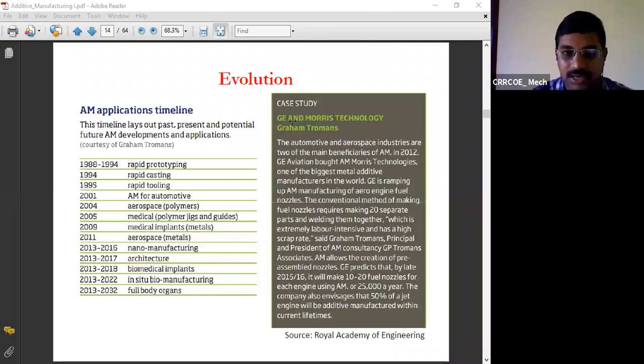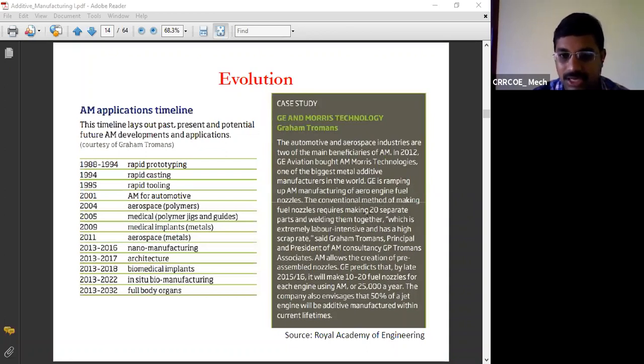One of the case studies they have given: industries are the two beneficiaries of additive manufacturing. These are the two manufacturers in the world. GE is ramping up the AM manufacturing of jet engine fuel nozzles. These are the components they have developed. The conventional methods of making fuel nozzles require 20 separate parts and welding them together.